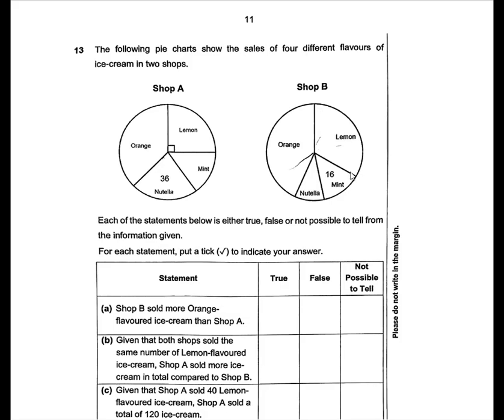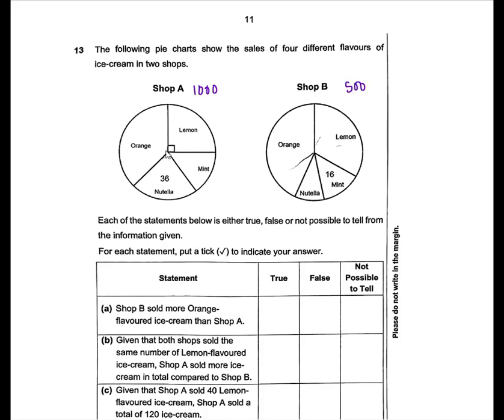Shop B sold more orange flavored ice creams than Shop A. So lemon, oh, is this orange? Orange flavored ice creams is this much shown in Shop B, and this is in Shop A. Now, when you look at it, this looks like a bigger pie here compared to Shop A. But is it really bigger? That depends on, for example, Shop A sold 1,000 ice creams, whereas Shop B in total sold 500 ice creams only. Then what would this represent here? Will this be more than this, guys?